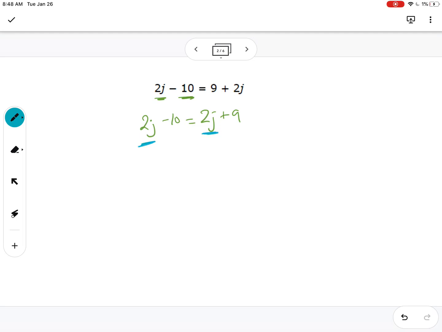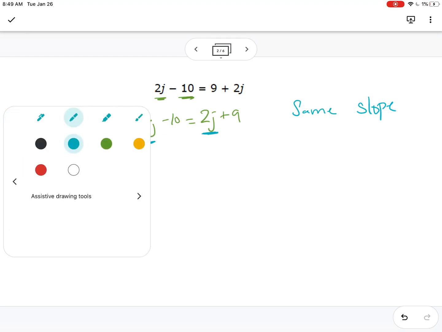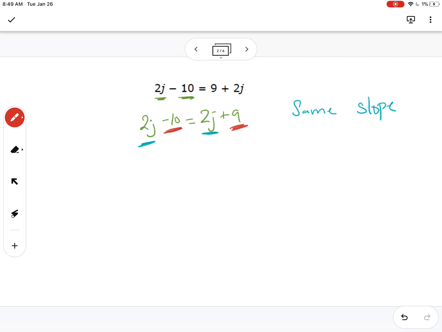Notice how they both have a 2j, so they have the same slope, but notice how they have a different starting value. So even if you were to subtract, for example, the 2j's from both sides, you're going to get the equation negative 10 is equal to 9. Does this mean you have 0 solutions or infinitely many? If you said 0 solutions, you're absolutely correct.